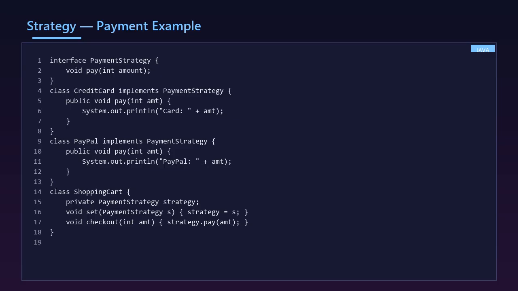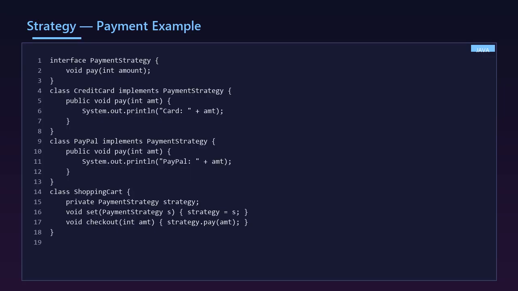Here's the strategy in action. Payment strategy is the interface with a pay method. Credit card and PayPal are two concrete strategies, each with their own pay logic. Shopping cart is the context. It holds a payment strategy reference. You set the strategy and call checkout. Want credit card? Set credit card. Want PayPal? Set PayPal. The shopping cart code never changes.